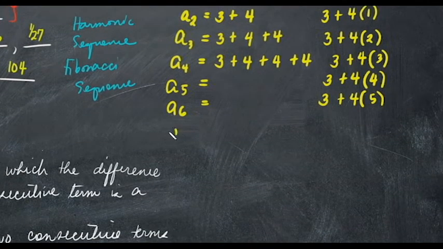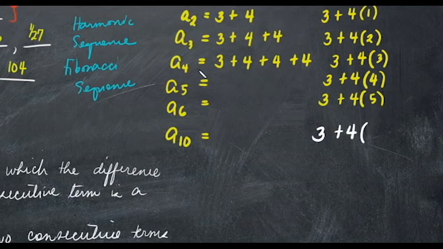Now, the question is, what if I need a sub 10? So, a sub 10, based on this pattern, equals 3 plus 4, which is a sub 1 plus the common difference, times, if it's a sub 6, it becomes 5. If it's 5, then it's 4. If it's 4, then it's 3. So if it's 10, then we're looking for 9. Okay, very good. How about a sub n?